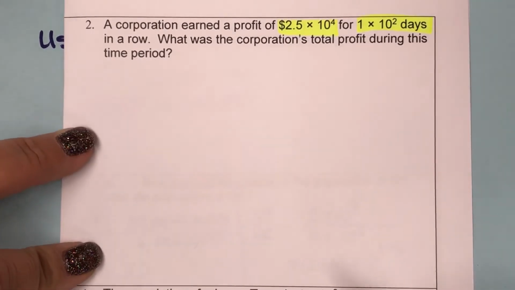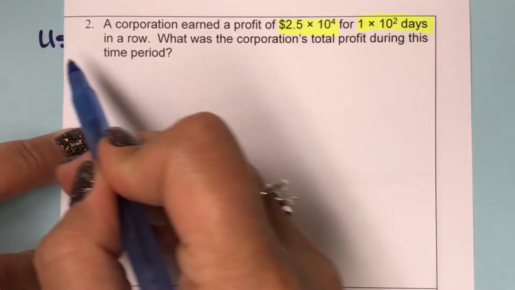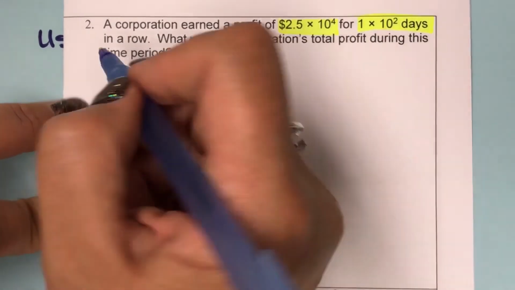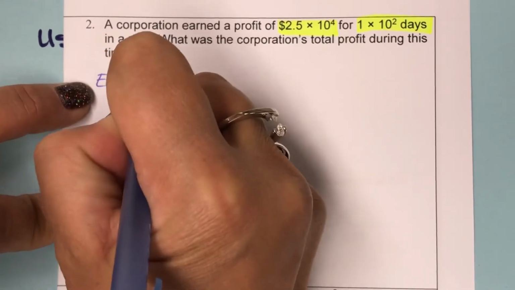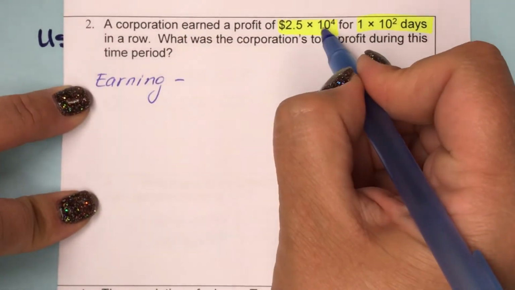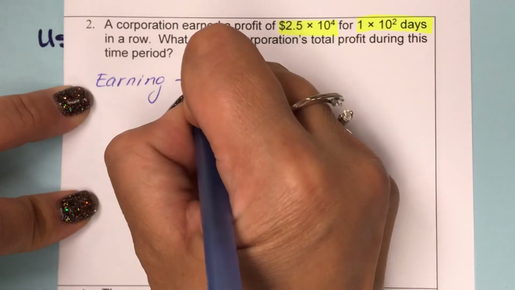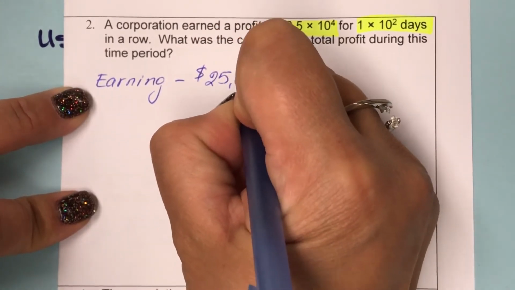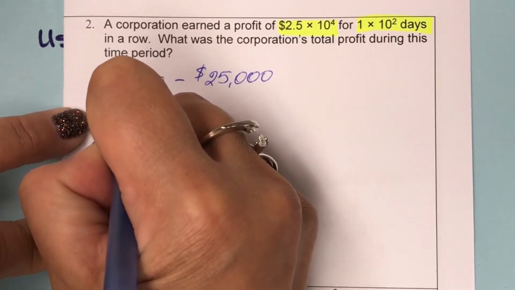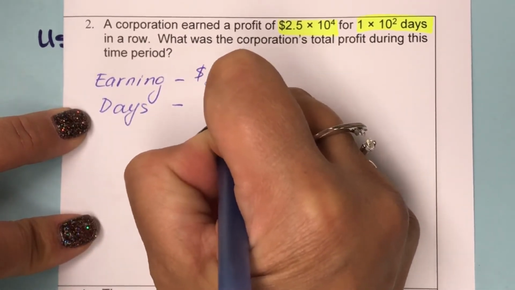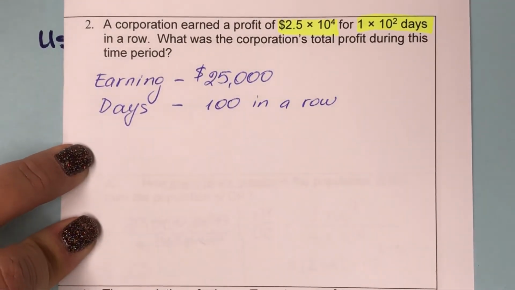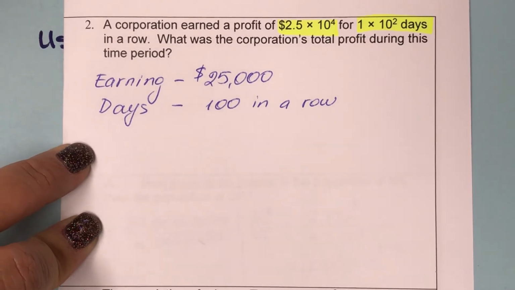So here we have a key that it says 100 days in a row, or 1.1 times 10 to the second power days in a row. So the earnings, changing scientific notation to standard, is $25,000, and the number of days is 100, and the key is that it's in a row. What that means is that every day they earn 25,000 for 100 days in a row.